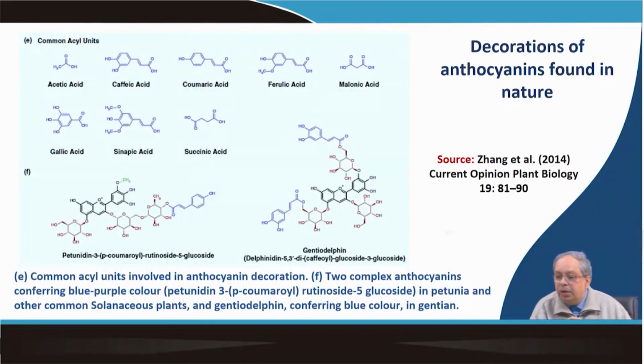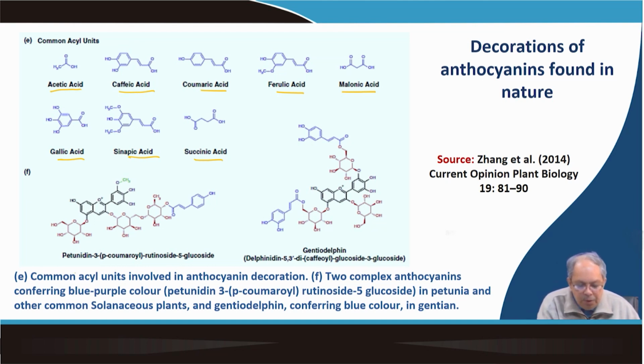Now, apart from this, common acyl units can be joined with the anthocyanin, like acetic acid can be joined, caffeic acid can be joined, which makes complex anthocyanins. Even coumaric acid, ferulic acid, malonic acid can be joined, or even gallic acid, sinapic acid, succinic acid can also be joined, leading to the formation of complex anthocyanins.